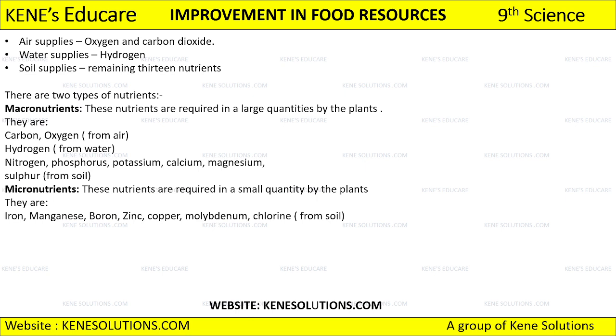After this macronutrients, we had micronutrients. Now always remember that micronutrients are required in smaller quantities by the plants, and these include iron, manganese, boron, zinc, copper, molybdenum and chlorine, and these are again provided by the soil, right?